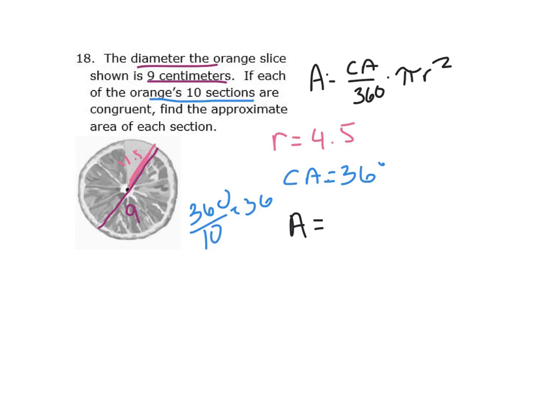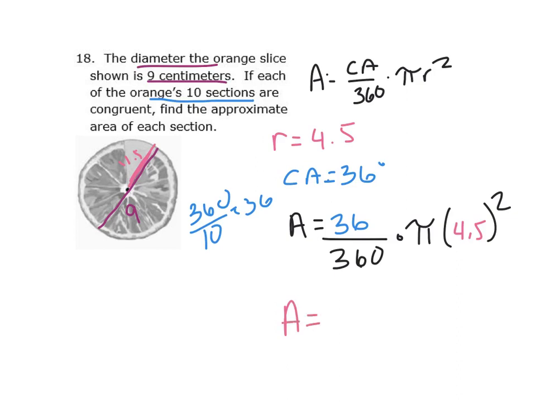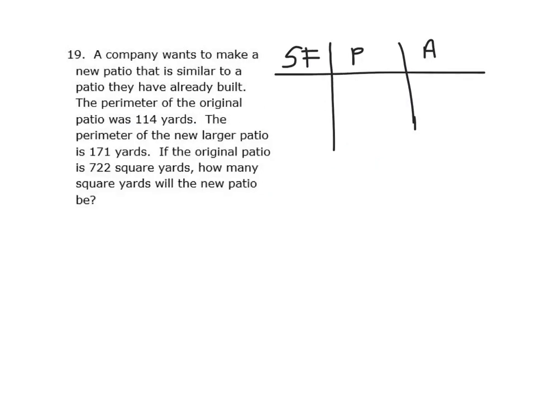Area equals 36 divided by 360 times pi times our radius, which we said is 4.5 squared. So we get an area of about 6.362 centimeters squared.